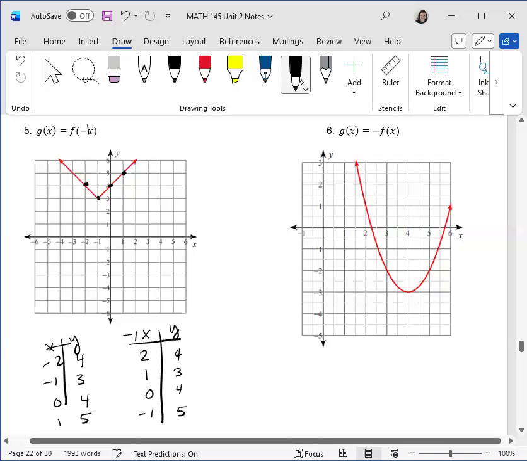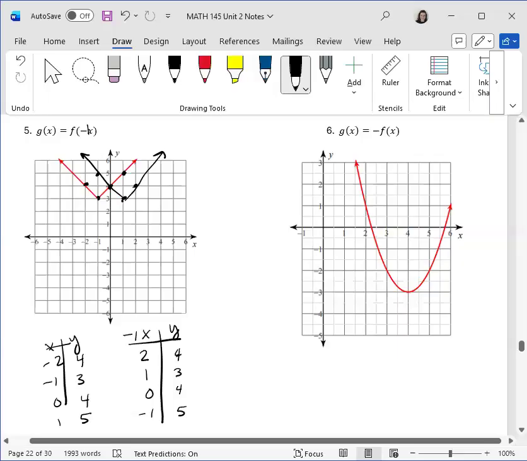and replot that graph. So 2, 4, 1, 3, 0, 4, and -1, 5. Okay, maybe I should have changed colors on those coordinates, but if I connect those points, we see that it just flipped over that y-axis. So that -1 inside is representing a reflection over the y-axis.